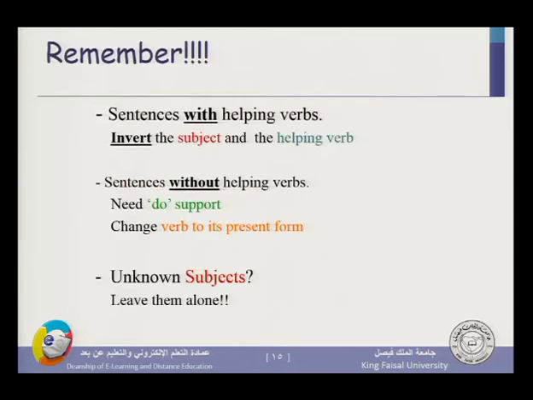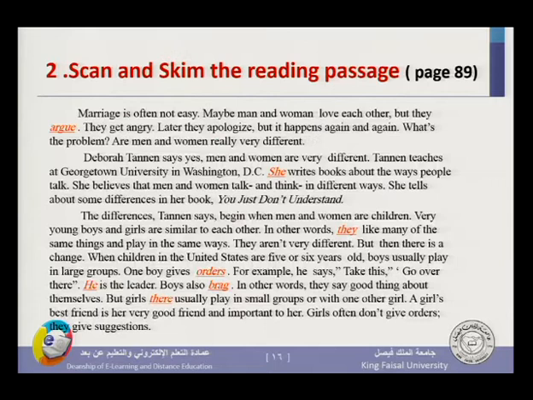Remember, just to summarize: sentences with helping verbs, invert the subject and the helping verb. Invert, swap places. Sentences without helping verbs, you need do support. You need to use a form of the verb do, and then change the verb into its base form. When you ask about unknown subjects, you leave them alone. Don't invert, don't change anything, just put the word who. Okay?